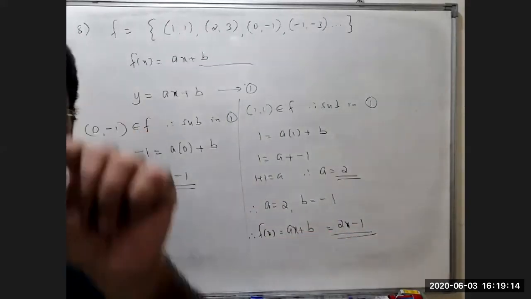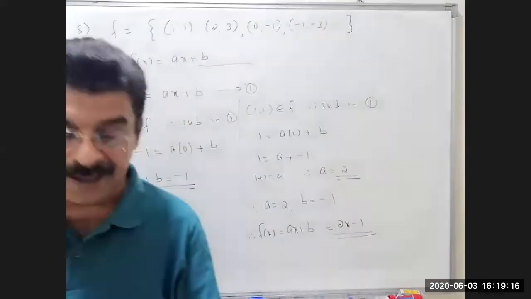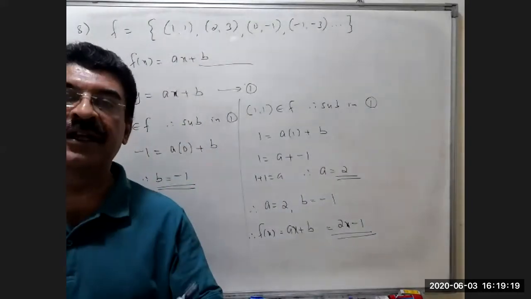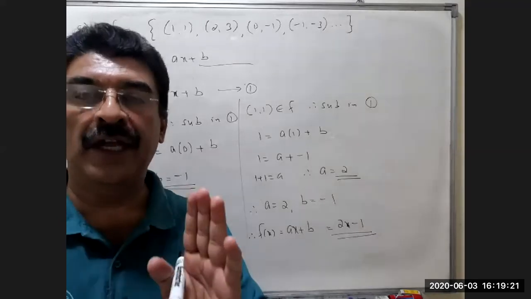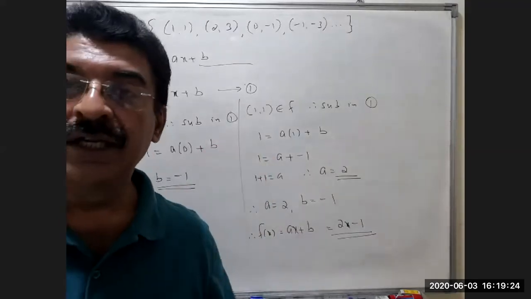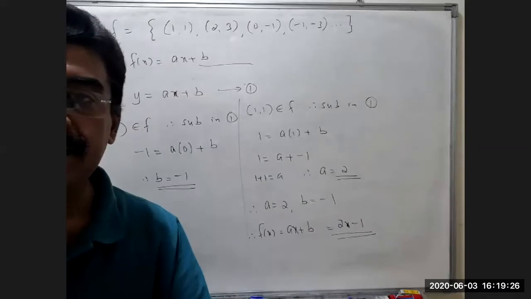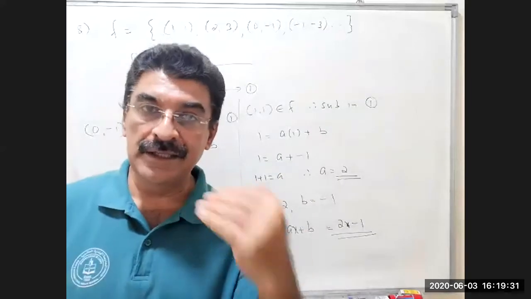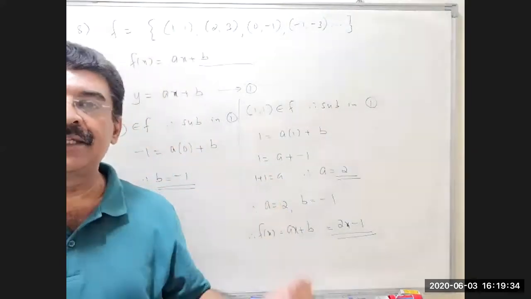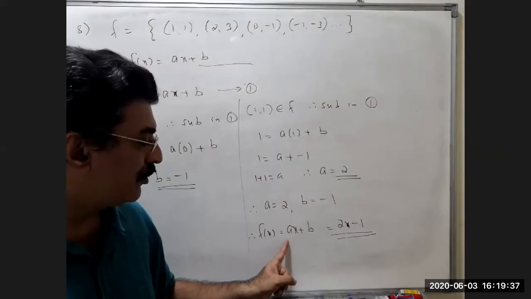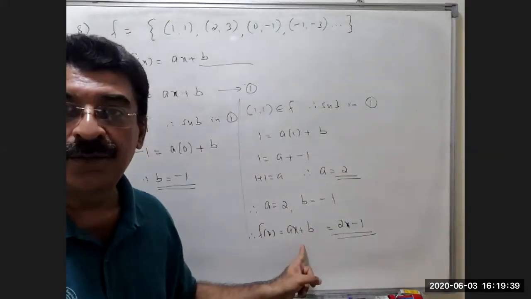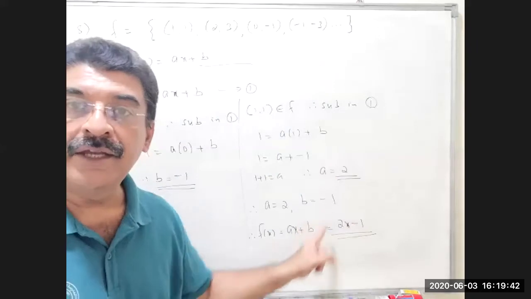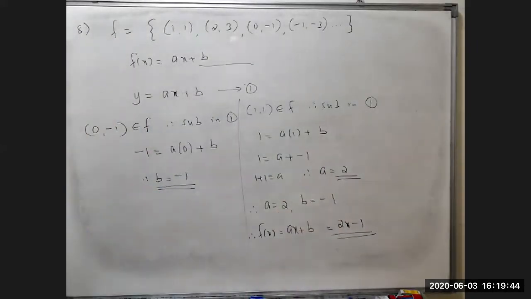See that in this question, they didn't ask to write the function, they are asking only to find the values of a and b. Whereas in examination, they can ask to find a linear function. If the question is to find the linear function, after finding a and b, you have to write the function ax plus b, putting in the values of a and b. That is the function. Do it.